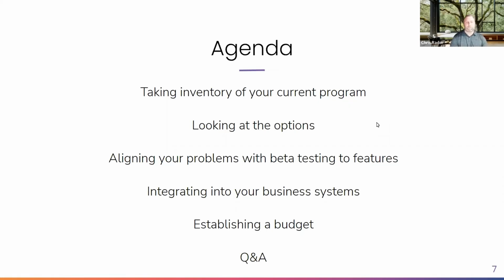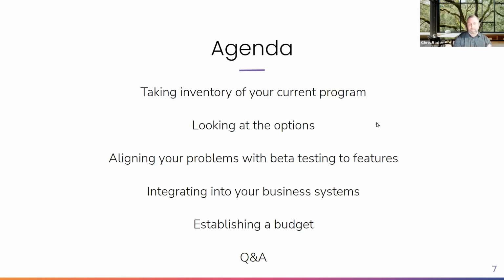Looking at the options, which is just what's available to you in terms of beta testing tools, what kind of tools are there. Aligning your problems that you have with testing, which is part of that taking inventory thing, and trying to find features in a tool that can help you solve those problems. It's very critical to make sure that if you are looking to invest in a tool, it's going to solve those problems for you, because that's what's ultimately going to make you and your company happy.